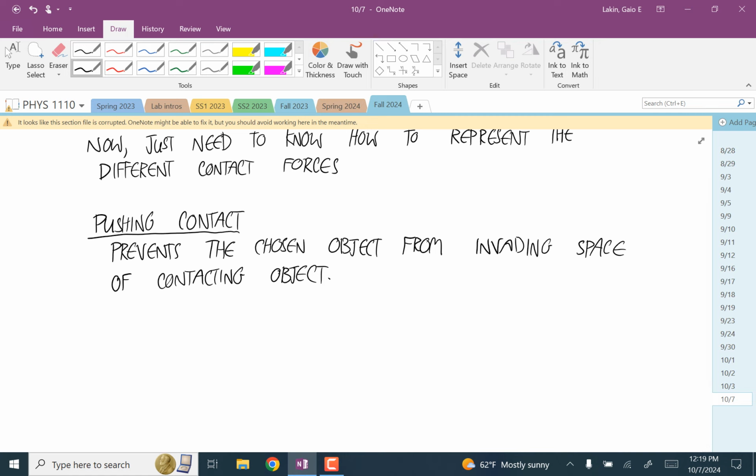If the ground suddenly turned to water or something that couldn't support enough force to keep me, I would sink into that space. It's the same thing if I'm leaning against the board. If that board suddenly disappeared, I would invade the space of the board. Okay, so that's what a pushing contact does.